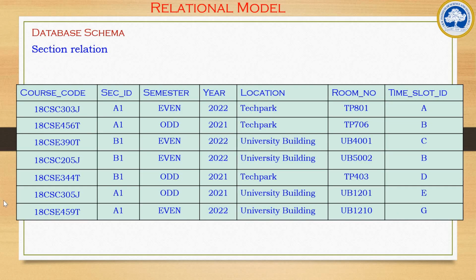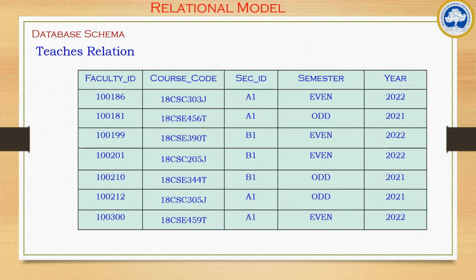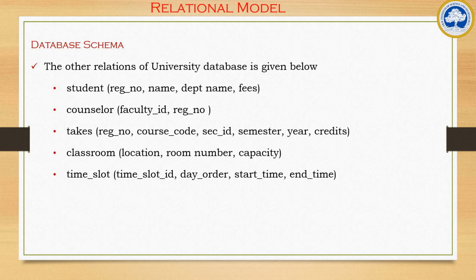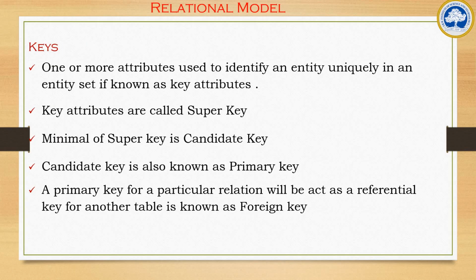An example of this schema is given here. For the section relation, the attributes are course code, section ID, semester, year, location, room number, time slot, etc. Similarly, for the teaches relation, the ID of the faculty, course code, section, semester, and year. Some other relations of the university database are given as schemas like student, advisor, takes, classroom, and time slot.